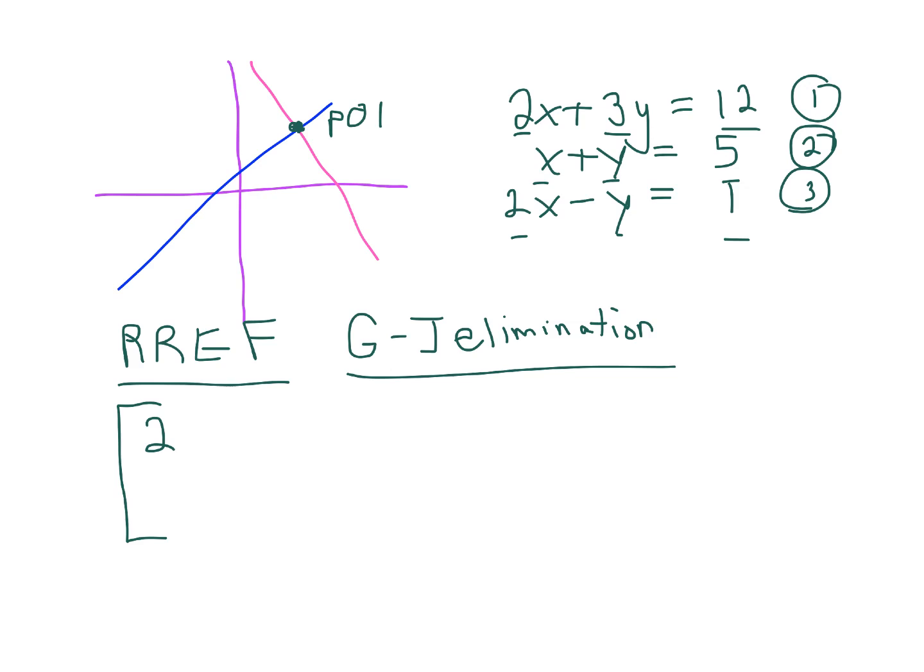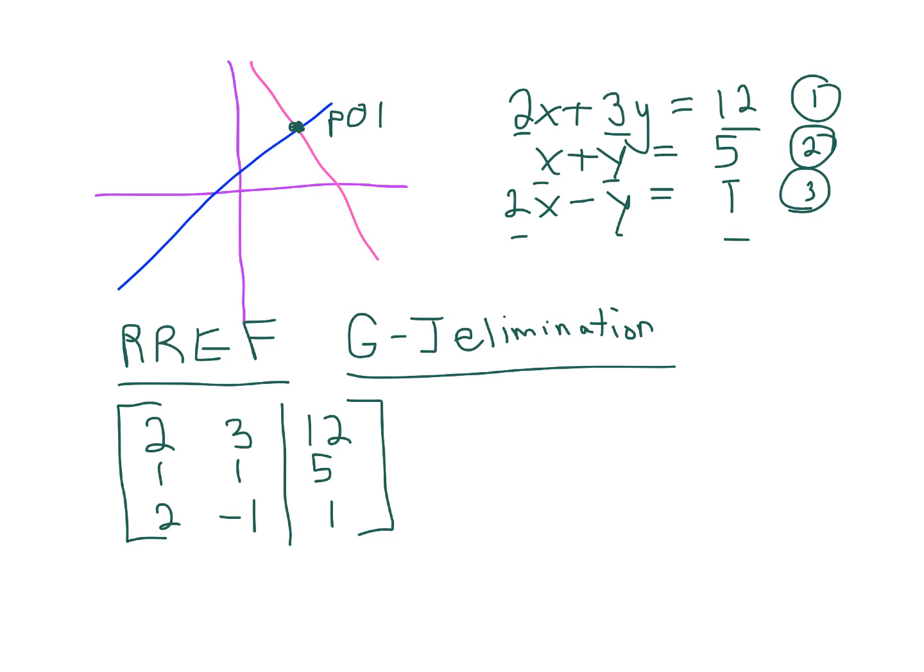So I'm going to have a 2 and a 3. And instead of the equals, I'm going to put a vertical line, and then I'm going to put the 12 on the other side. Then I'm going to have a 1 and a 1 for the coefficients of x and y, and a 5 here, and then a 2 and a -1 and a 1 here.